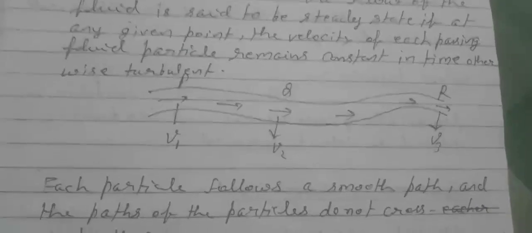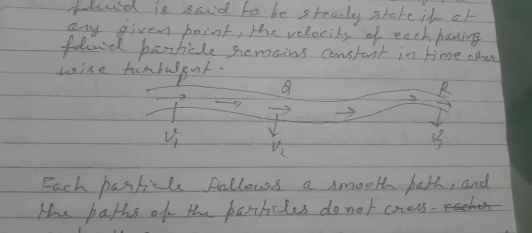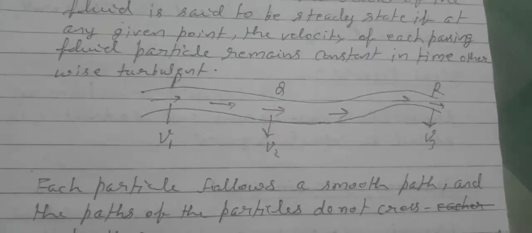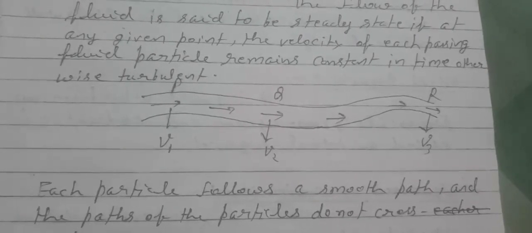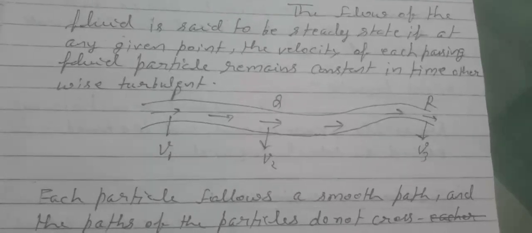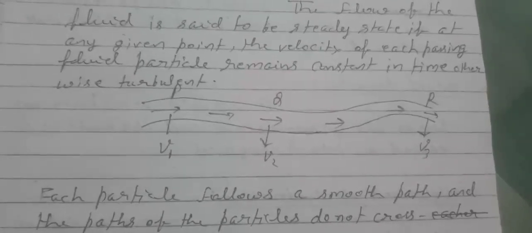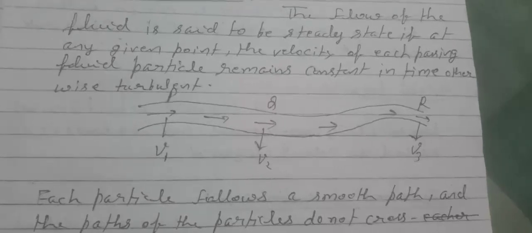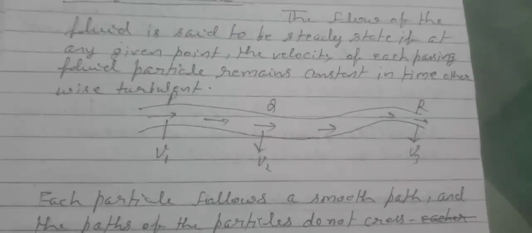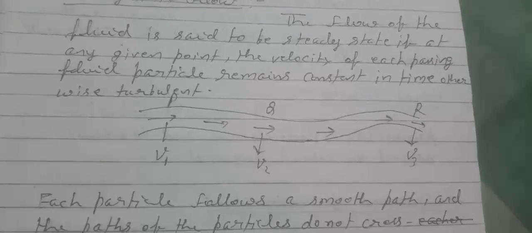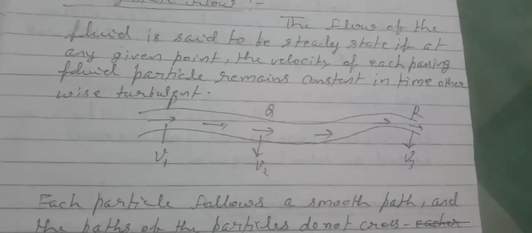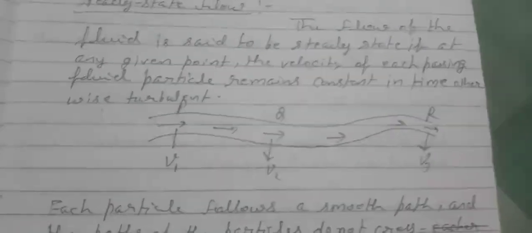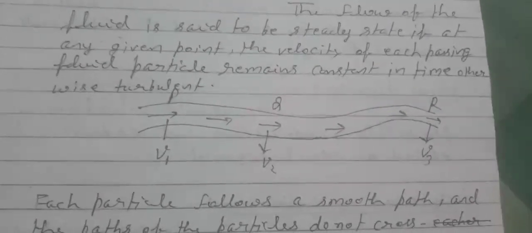For example, consider the point P. Now we increase the velocity, and a time reaches when at point P the velocity is changing every time, and so at that time the flow at this point P will be called turbulent.